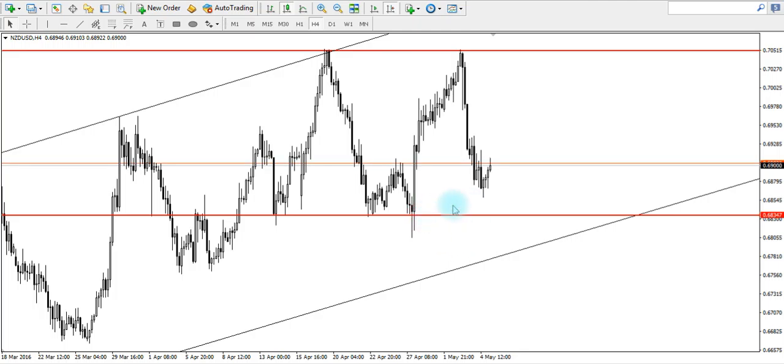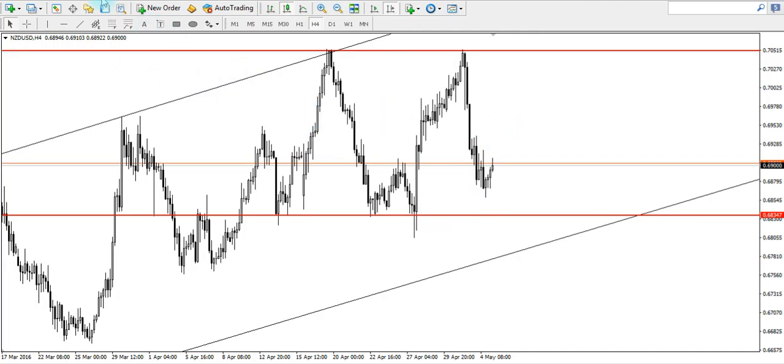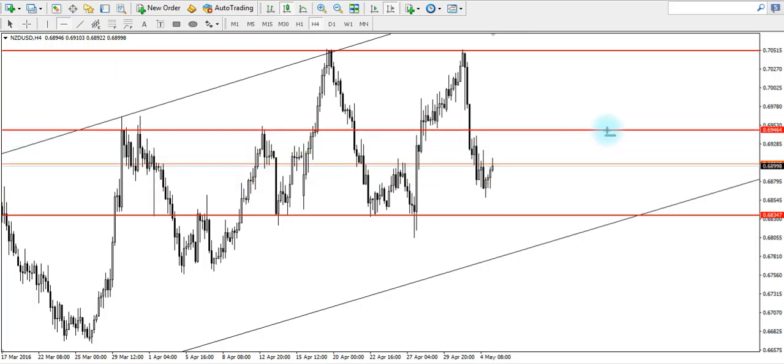0.6834. So we are still looking to go for the sell, but we might expect the price to retrace all the way back to another key resistance right here at 0.6947, and then from there we expect it to weaken further towards the bottom of the rising trend channel, or towards the key support at 0.6834.